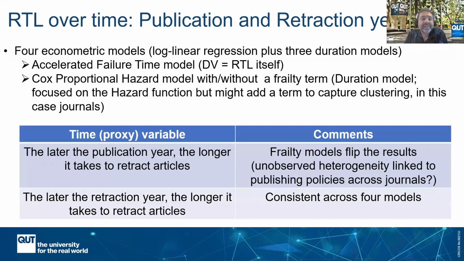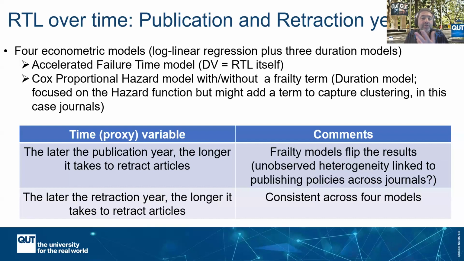I propose 4 econometric models. One is a log linear regression model, and I also propose 3 duration models. The first one is an accelerated failure time model, and 2 versions of the Cox proportional hazard model, with and without a frailty term. The model with frailty term is particularly important because it can capture the clustering nature of the data, in particular the journal or the conference proceeding in which the paper was published.